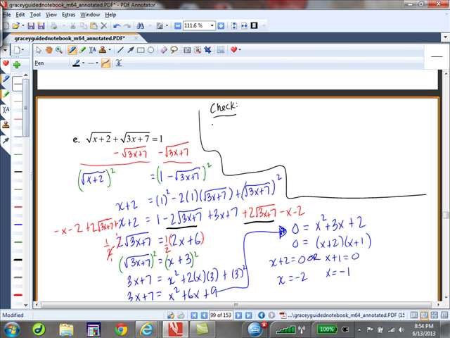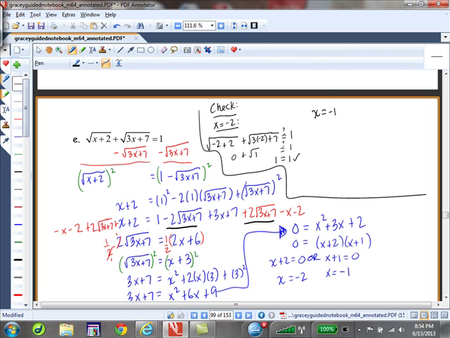Okay, so if I check in the original, let's check x is -2 first. So the square root of -2 plus 2 plus the square root of 3 times -2 plus 7, is that equal to 1? -2 plus 2 is 0, so I'll get 0, and then plus root 1, is that equal to 1? 1 equals 1, so that one checks.